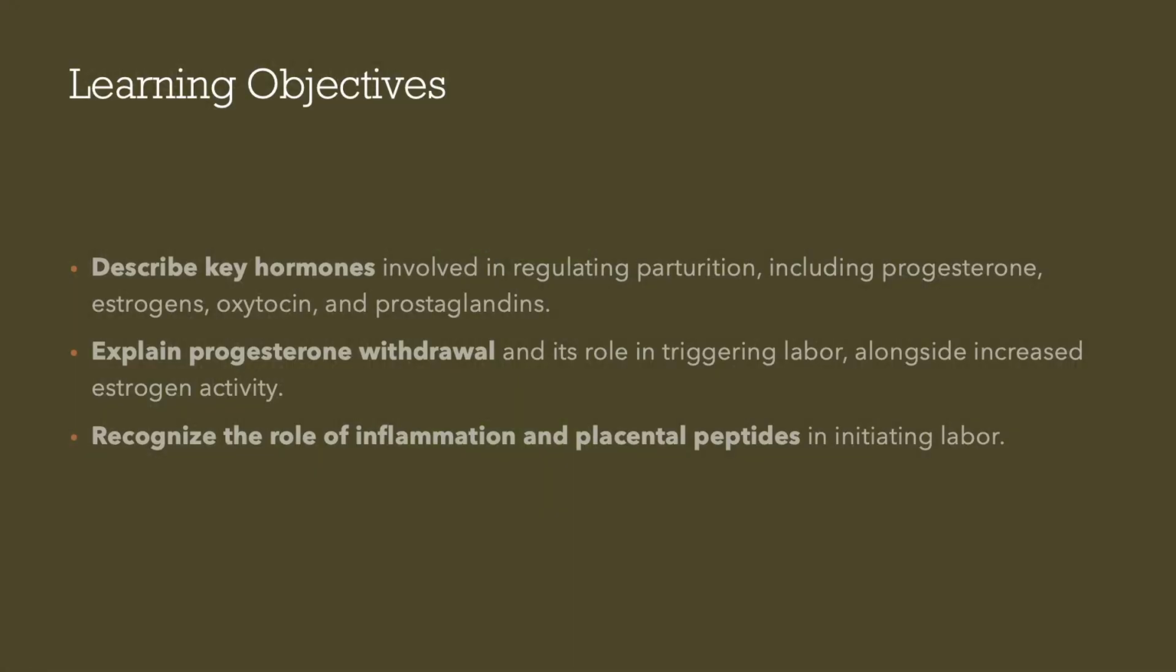The learning objectives for this video are to describe key hormones involved in regulating parturition, including progesterone, estrogens, oxytocin, and prostaglandins, explain progesterone withdrawal and its role in triggering labor alongside increased estrogen activity, and to recognize the role of inflammation and placental peptides in initiating labor.